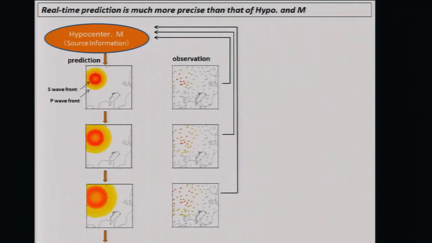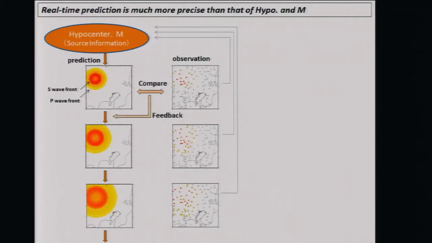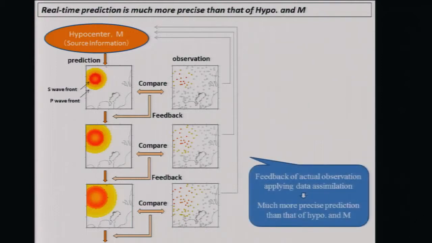Okay, so this real-time prediction is much more precise than that of the hypocentral magnitude method. Because not only the hypocentral magnitude, we can compare prediction and observation, and then, if necessary, we revise our prediction model. That's feedback. Compare and feedback. Feedback of actual observation, applying data assimilation, which leads to more precise prediction than that of the hypocentral magnitude.